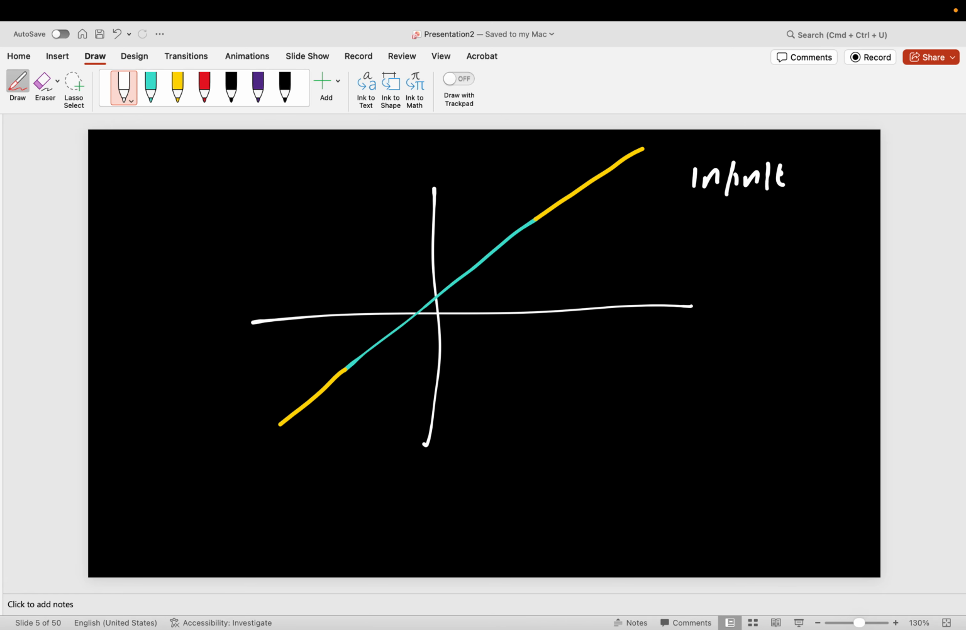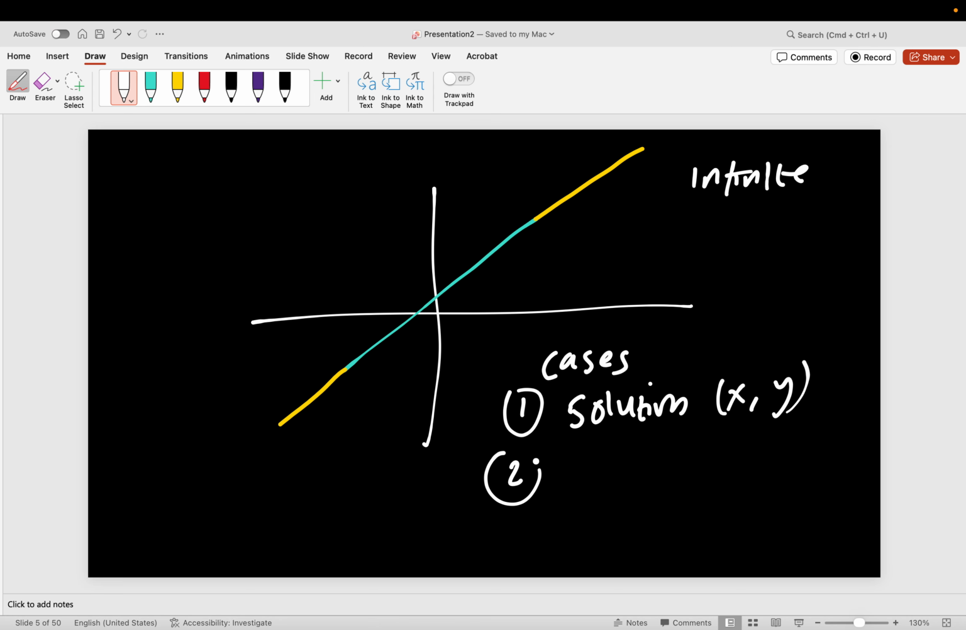number of solutions. So we can have three cases when we're asked to solve a system of linear equations. The first case is straightforward: you find your solution and it has some x value and some y value. The second case is that it has no solution because the lines can never intersect. And the third case is that they intersect in so many places that you have an infinite number of solutions.